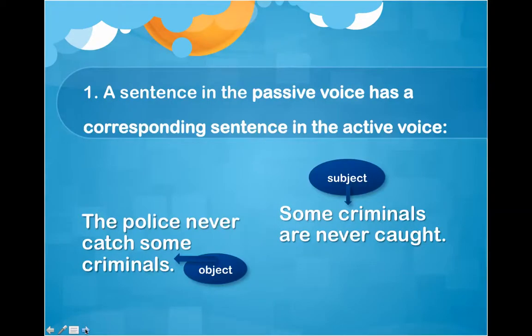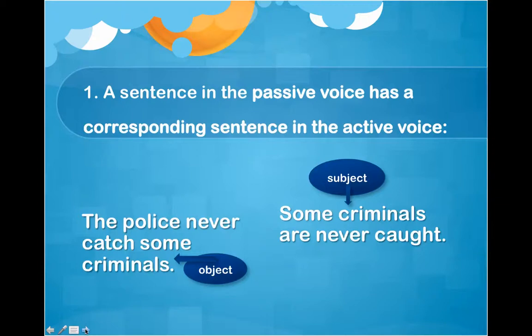Okay, and now we're looking at point number 1. A sentence in the passive voice has a corresponding sentence in the active voice. One way to think about this is that every English verb has a voice. When you think about verb tenses, English has a lot of different verb tenses, and in every sentence in English, the verb is in a tense. It's either past, or present, or present perfect, or future. The verb in the sentence has a tense.